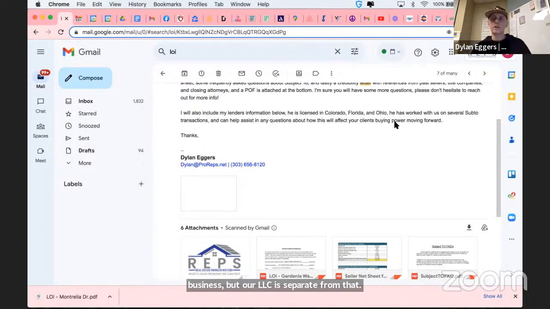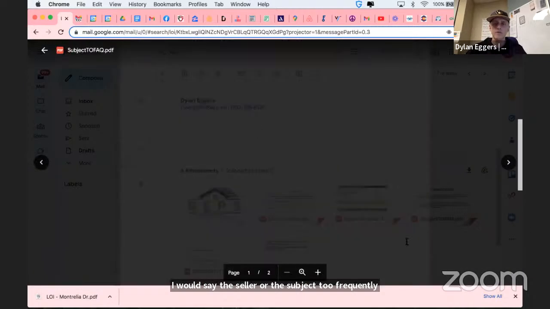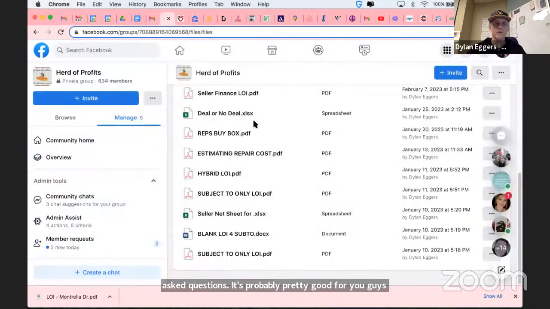Teresa asked, just to be clear, we need three docs: seller net sheet, the LOI, the offer, and the credibility letter. You don't necessarily need the credibility letter. If you're a sub-2 student, PACE has one that you can use. Because we've done quite a few deals, we've made our own credibility letter, but you don't need one. So no, you don't need the credibility letter. I would say the subject to frequently asked questions is probably pretty good for you guys to have. So I'll do that right now, actually.